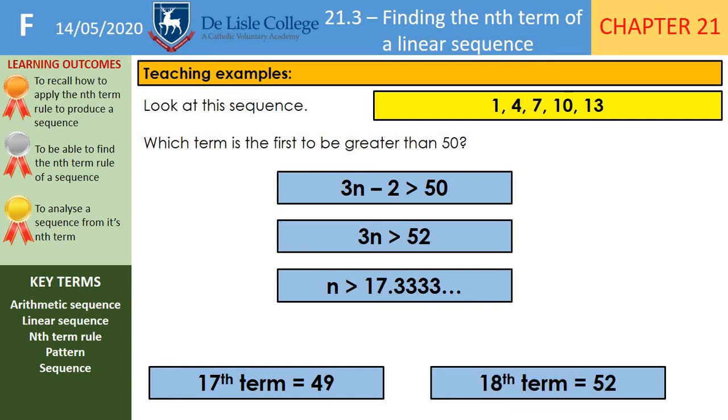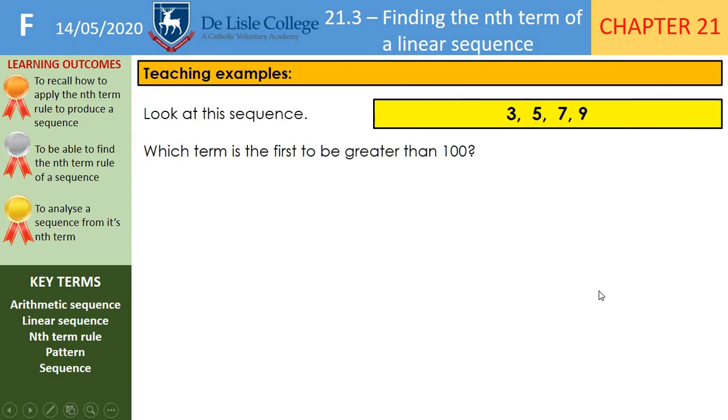If we look for the 18th term, we can do 3 times 18 and then subtract 2, and we get 52. Well, hang on, that is greater than 50. So the first term in the sequence to be greater than 50 is the 18th. So this is like those rules of rounding, where below 5 you keep it the same at 17. It's not. The 17th term is too small, it's 49. We want the first term greater than 50, so it's the 18th.